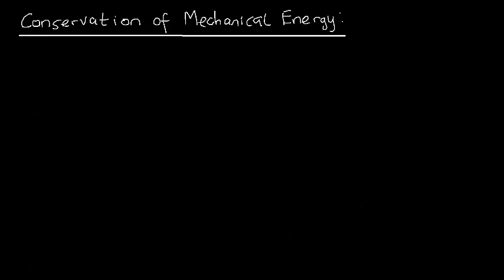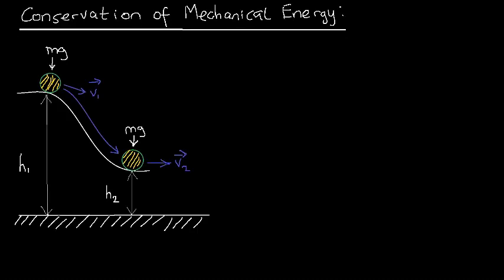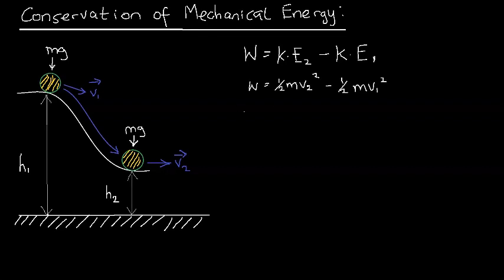Let's assume we have an object which moves under the action of a conservative force F from position x1 to x2. From our work energy principle, we know that the work done by the conservative force equals the change in the object's kinetic energy. So we can write that work done is equal to the final kinetic energy minus the initial kinetic energy, which is equal to half mv2 squared minus half mv1 squared.